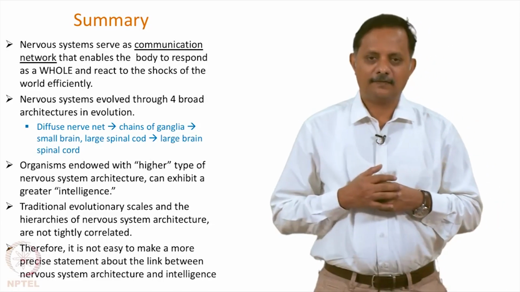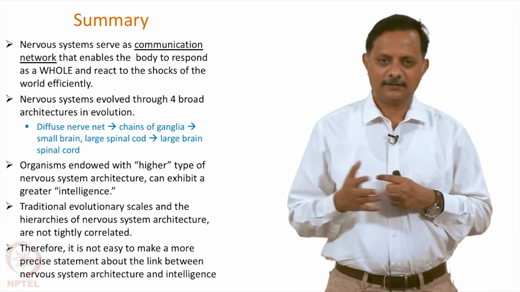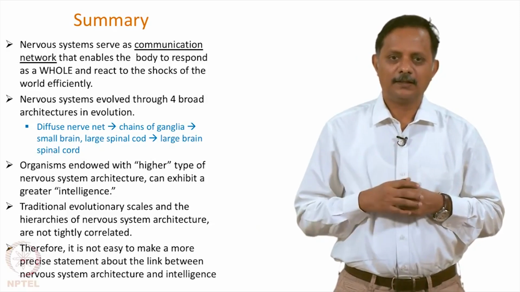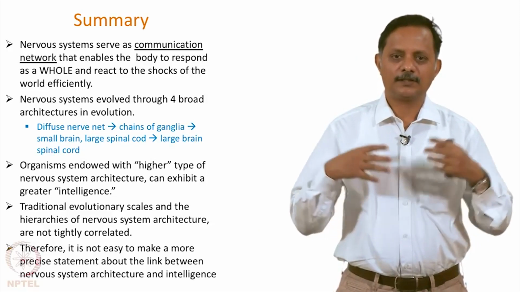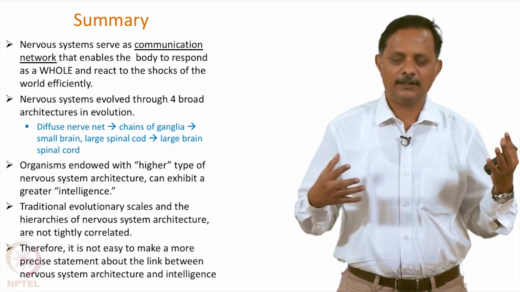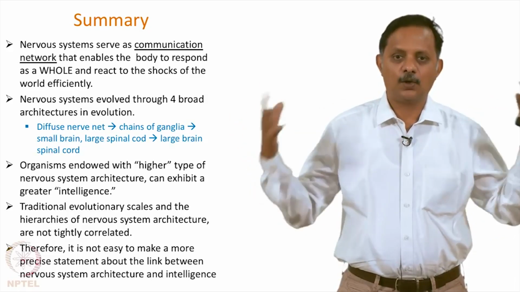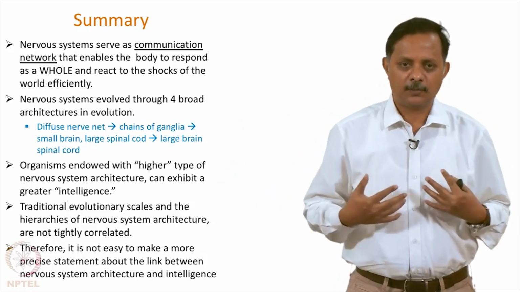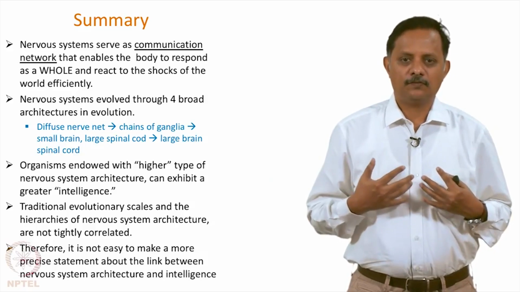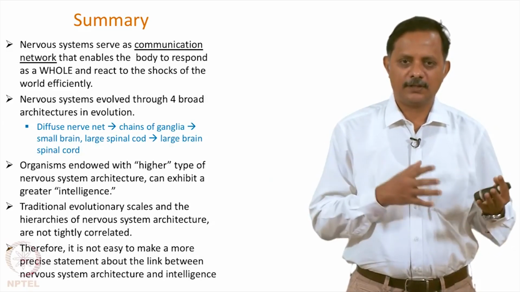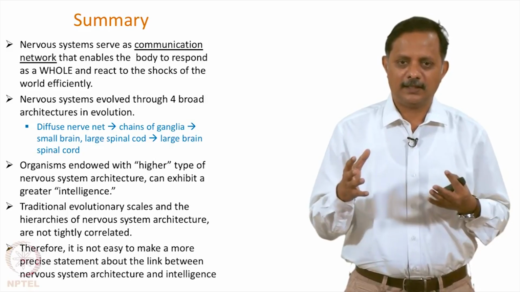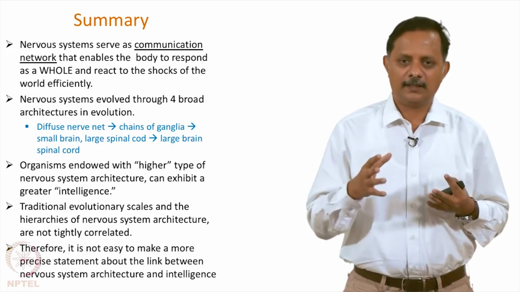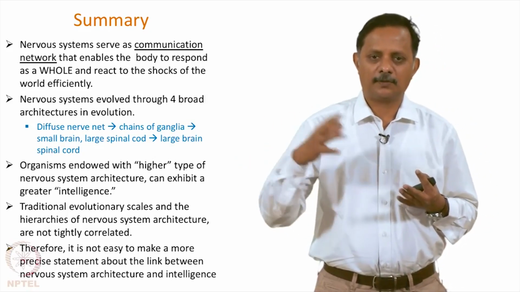Okay, to summarize, we said in the very beginning of this lecture, in segment 1, that nervous systems basically act as communication networks that enable the body to act as a whole, to respond as a whole to the inputs coming from the environment. So, they evolved through 4 broad architectures: a diffuse nerve net, then a chain of ganglia kind of nervous system, then a small brain and large spinal cord, and a large brain and small spinal cord.